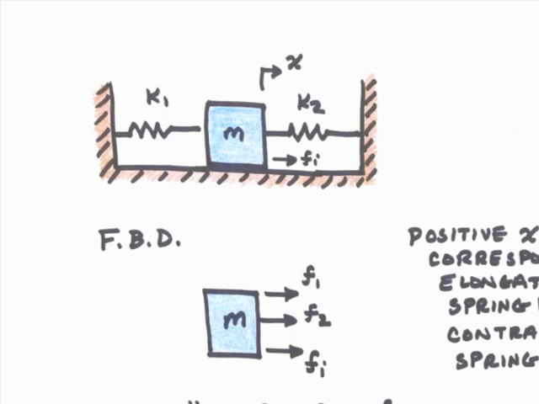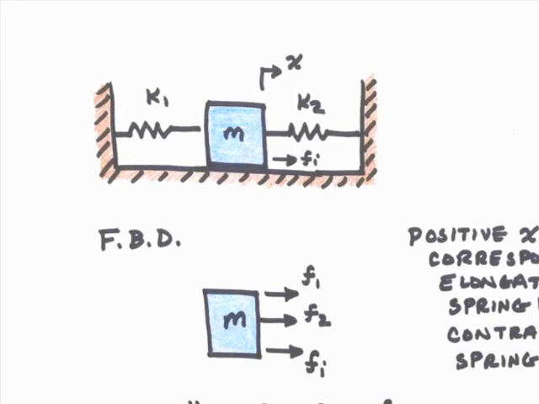If the mass has moved to the right, then x will be a positive number, and spring K1 will be elongated, and will be trying to pull the mass backward to the left. Spring K2 will be contracted, and will be trying to push the mass back to the left. So the force exerted by spring 1 will be in the leftward direction, which, given that F1's positive direction is to the right, tells you that F1 must be negative. So F1 must be related to x as F1 equals minus k1 x.